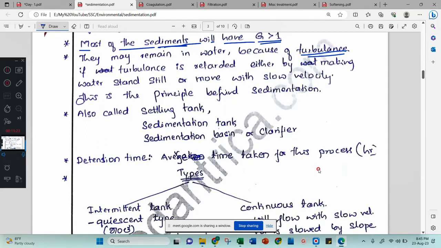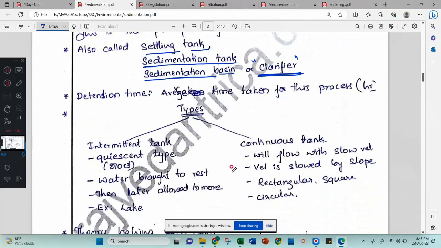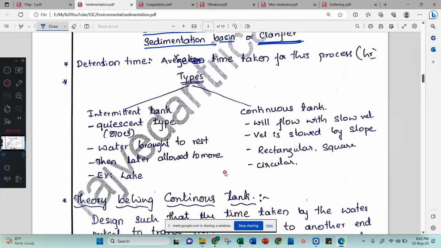These are also called settling tanks. Sedimentation tank, sedimentation basin, or sedimentation clarifier, or clarifier, they will call. These are the different names of the sedimentation tank. We have two types of sedimentation tank.